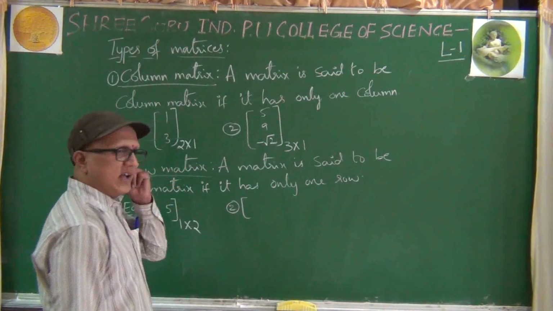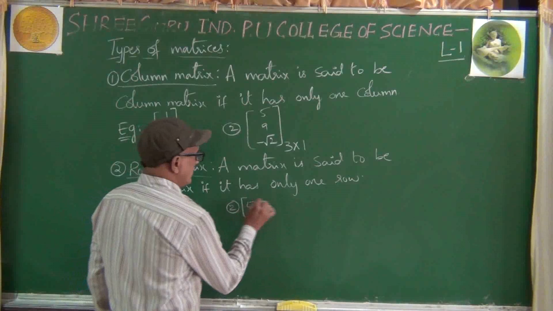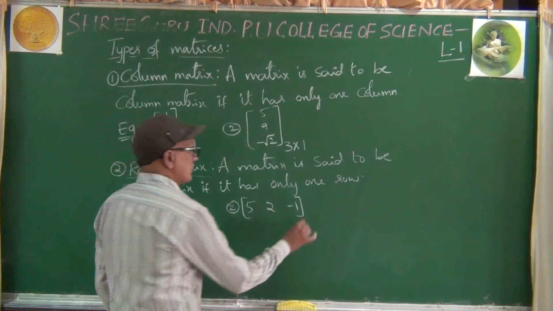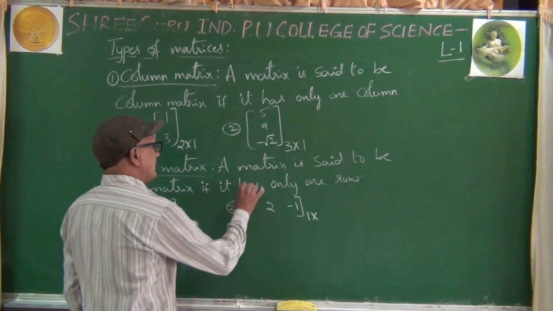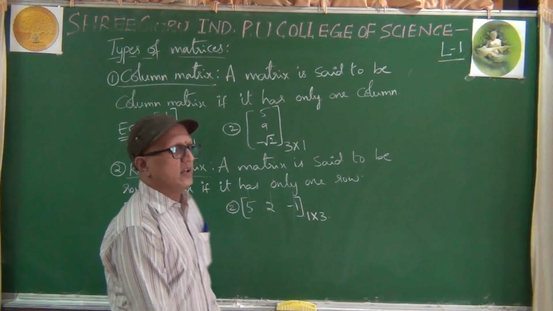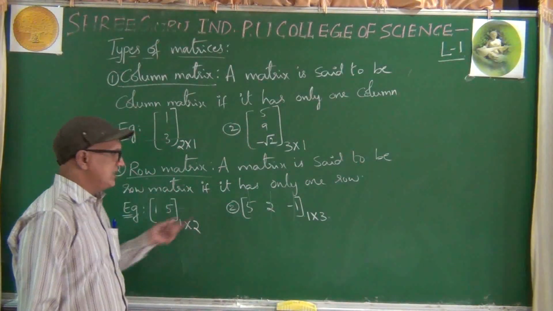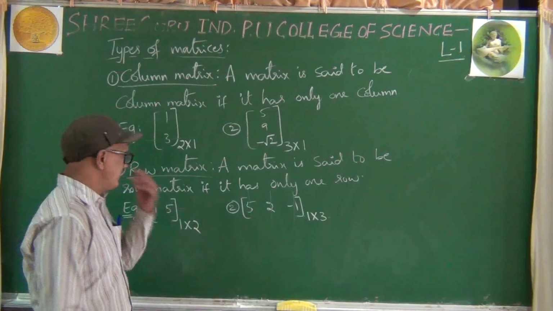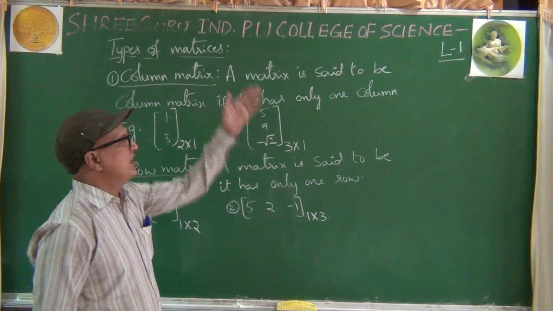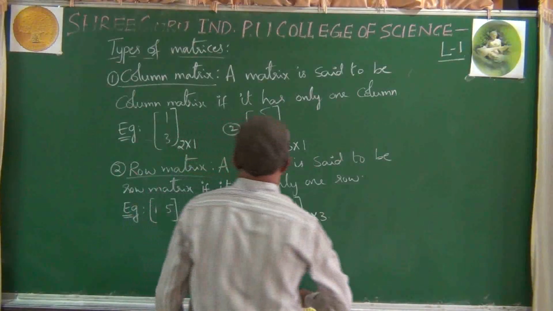Example 2. Row matrix means only one row should be there. 5, 2, minus 1. How many rows are there? Only one row. How many columns? First column, second column, third column. That is the way of writing the order of the matrix. This is the definition for row matrix, and these are the examples. A matrix is said to be row matrix if it has only one row. If it has only one column, that is called column matrix. Simple thing to understand, very easy.